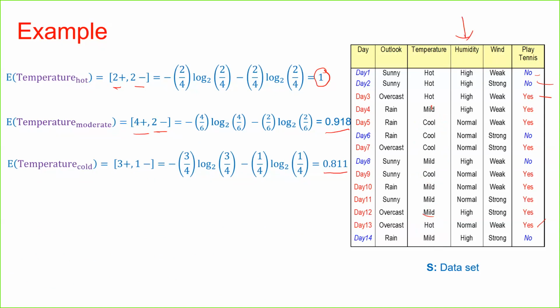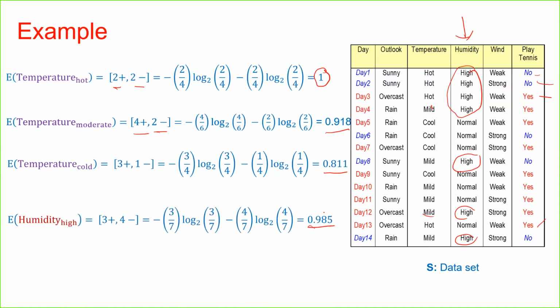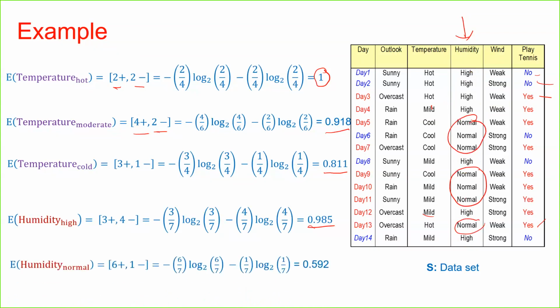Can you tell me the next one? Humidity. How many possible values? 2, high and normal. How many high? 7. How many positive, how many negative? 4 negative, 3 positive. So the entropy value is 0.985. How many humidity normal? 7 again. How many positive, how many negative? 6 positive and 1 negative. That is 0.592 is the entropy value.